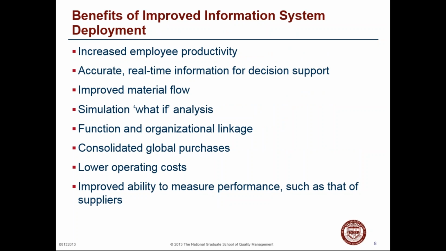And so the benefits of an information system, Hanfield goes and talks about this on page 91 of your textbook, right? It certainly increased productivity. It gave you accurate real-time information for decision support and improved your material flow. It gave you what-if analysis that you could do at any other time, simulation of things you wanted to test out. Then function and organizational linkage, consolidate global purchases, you lower operating costs, and improve metrics so that you can make those decisions more informed.